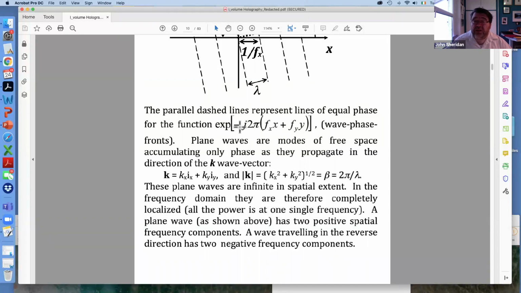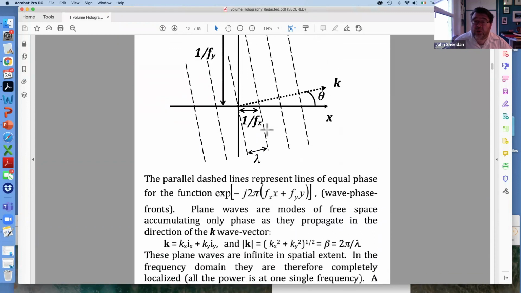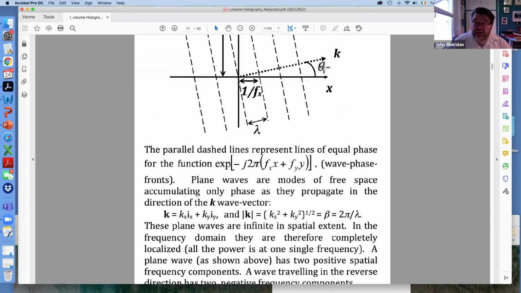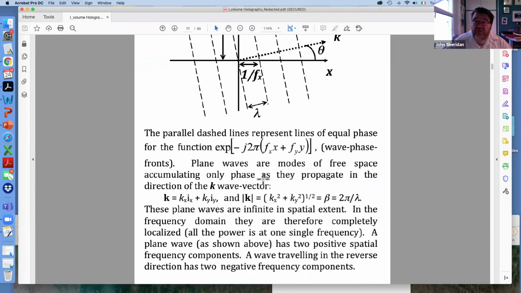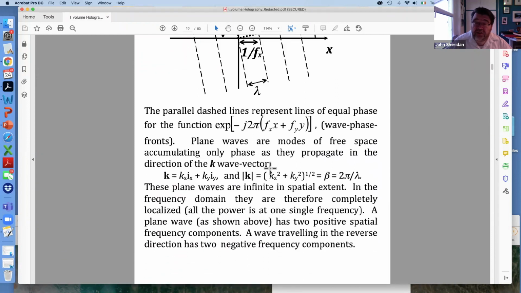And again, we've got 2 pi times f of x, which is equal to 2 pi divided by the wavelength multiplied by the cosine of that angle theta. We have a wave phase front. Plane waves, we then notice, are modes of free space. So we can take this and substitute it into the electromagnetic wave equation, and we find it's a perfect solution of the electromagnetic wave equation describing propagation of electromagnetic fields in isotropic space.